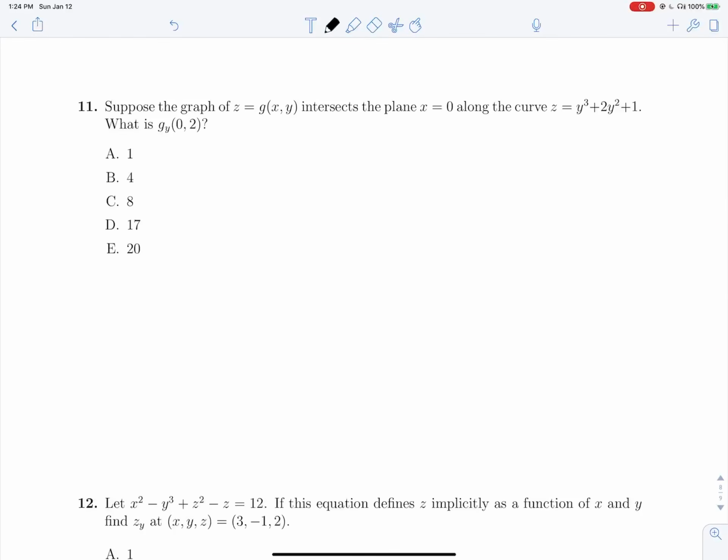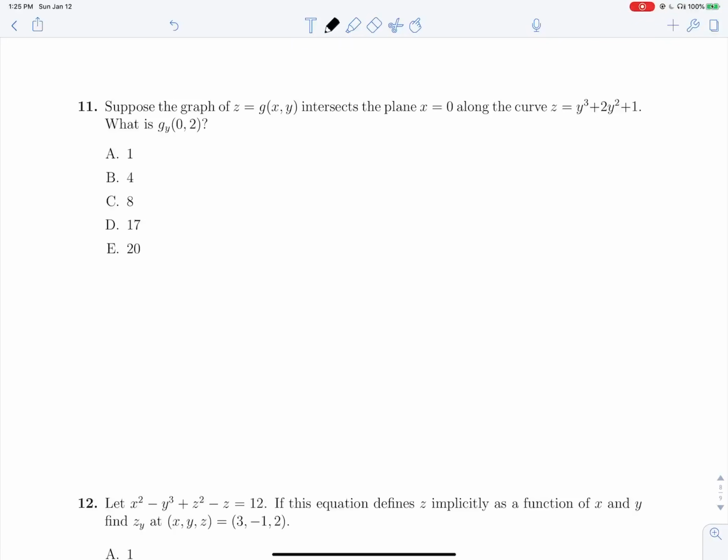Let's suppose that the graph of z equals g of x and y intersects the plane x equals 0 along this curve, and we're looking for the partial derivative of g with respect to y at 0, 2. The only thing you have to recognize here is that this level curve for x equals 0 is really just a snapshot of what the overall function is doing at that specific value for x.